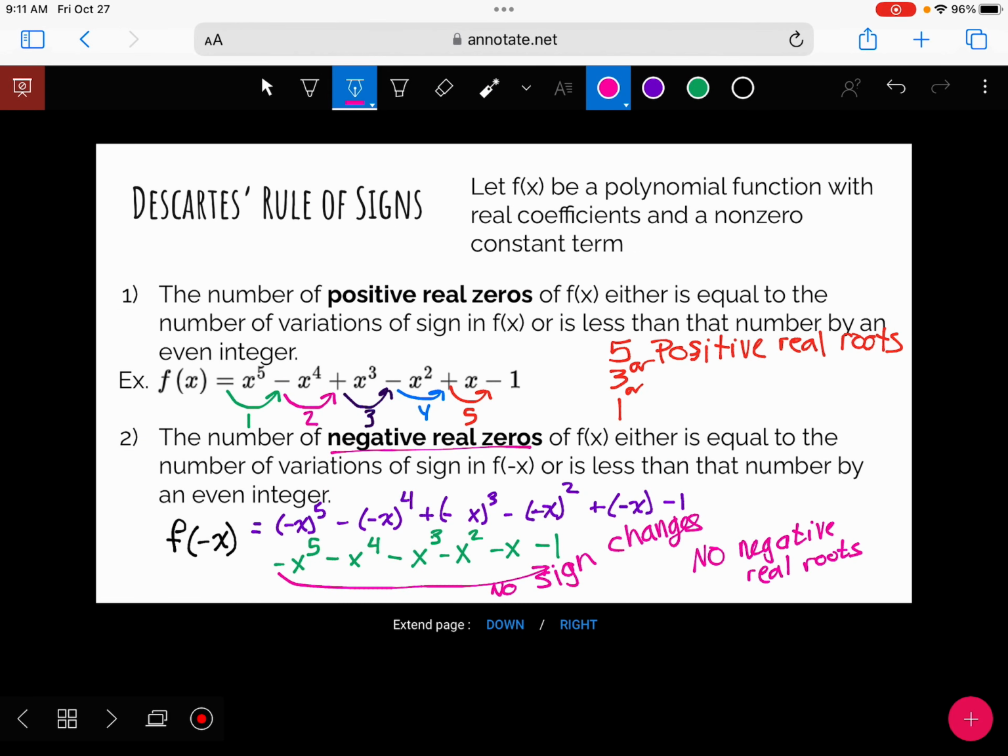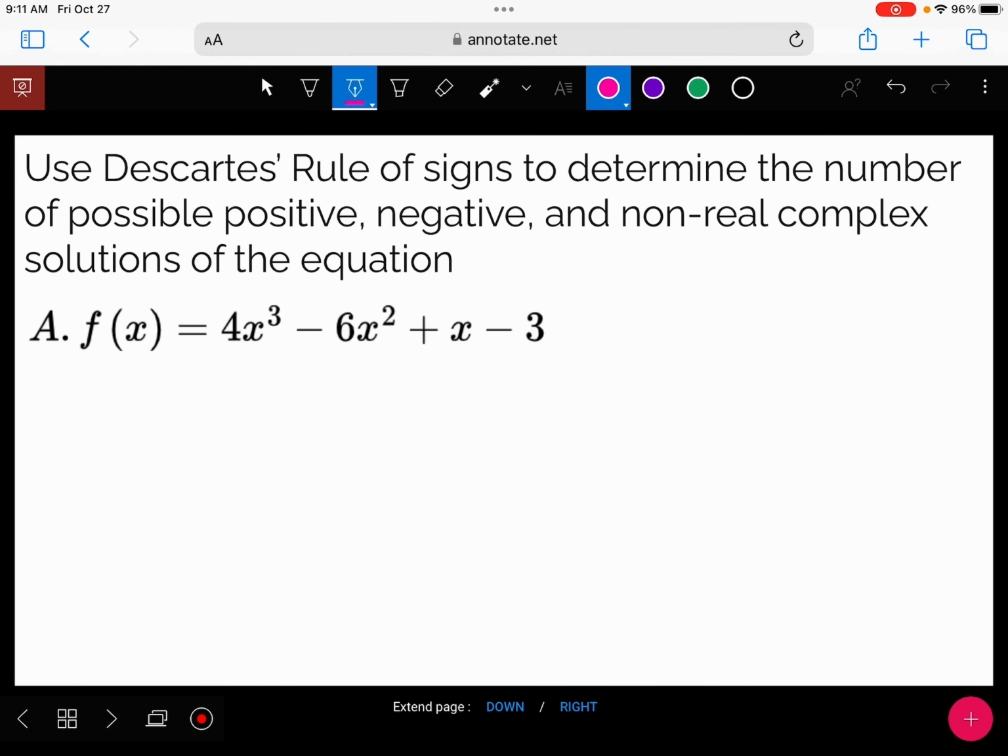All right. So that's what we're doing with Descartes. Counting the positive real roots and the negative real roots. Okay? We're going to practice this a couple of times. We're going to figure out how many positive real roots, how many negative real roots, and then however many are left is how many complex roots we might have. So here's our first function. F of x equals 4x cubed minus 6x squared plus x minus 3. Write it down.